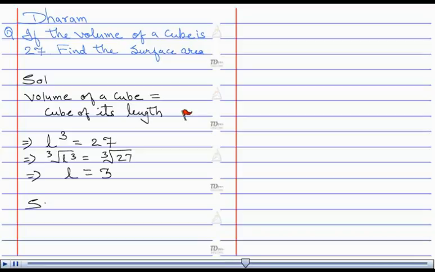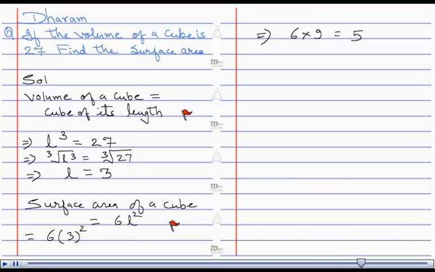Now we know that the surface area of a cube is 6L square. On substituting the value of L, we get 6 into 3 square, which on simplification gives 6 into 9 as 54 square units. Therefore, the required surface area of the cube is 54 square units.